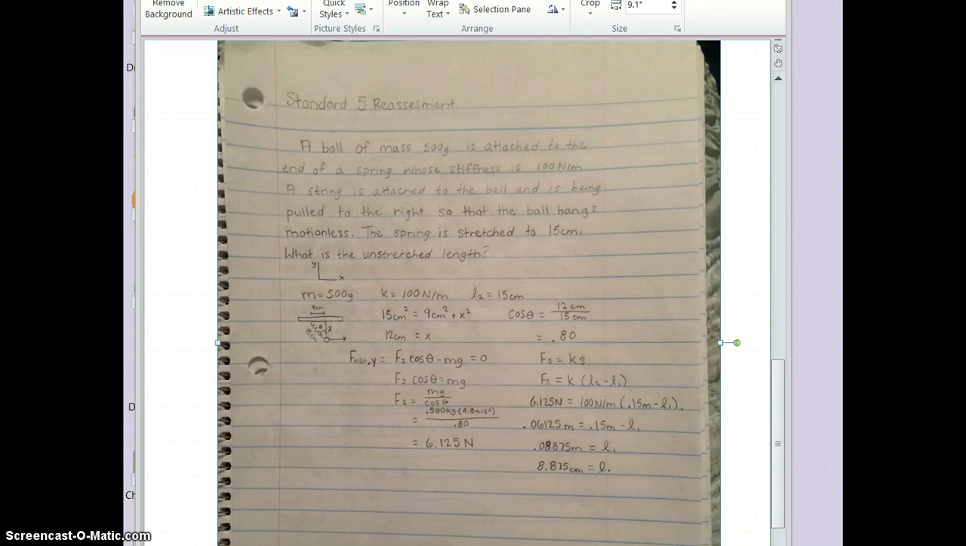0.06125 meters is equal to 0.15 meters minus L1. So L1 is equal to 0.08875 meters. And in centimeters, that would be 8.875 centimeters. And that is our spring unstretched.